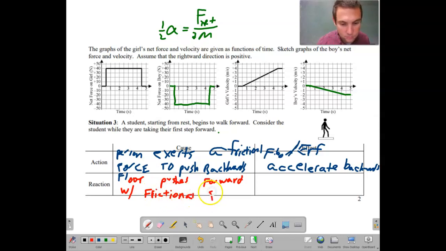And the reaction is the person, you, accelerates forwards.